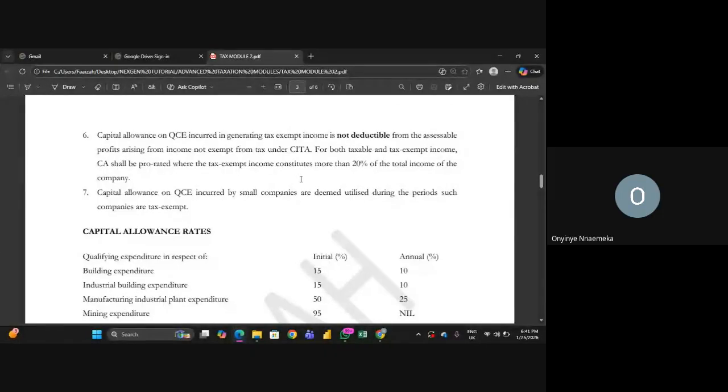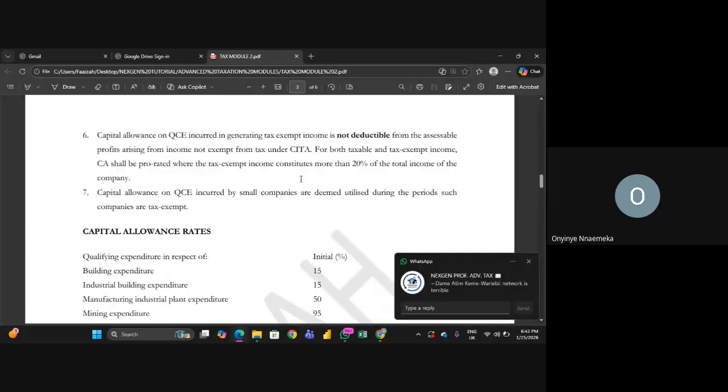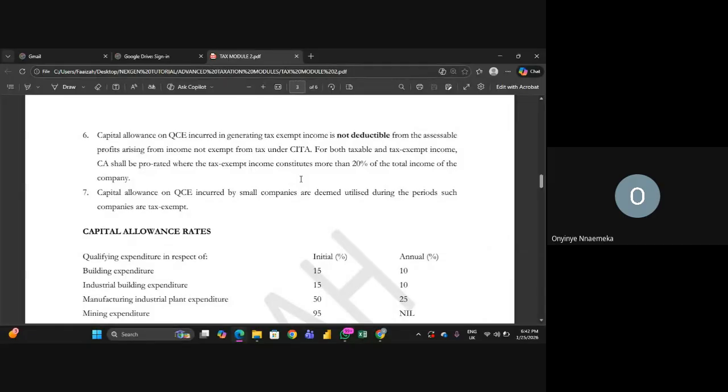You will prorate them, which means that you will separate the capital allowance that is on tax-exempt income and the one that is not on tax-exempt income, and you use the one that is not on tax-exempt income for the company. Network is terrible. I'm sorry. There's nothing we can do about the network. Okay, so that's the proration of capital allowance. I hardly see this in practice. I hardly see questions on this.